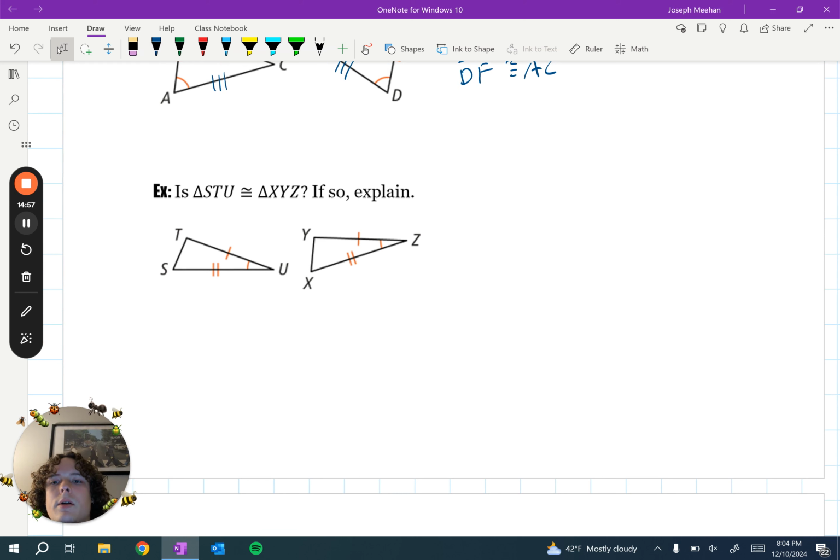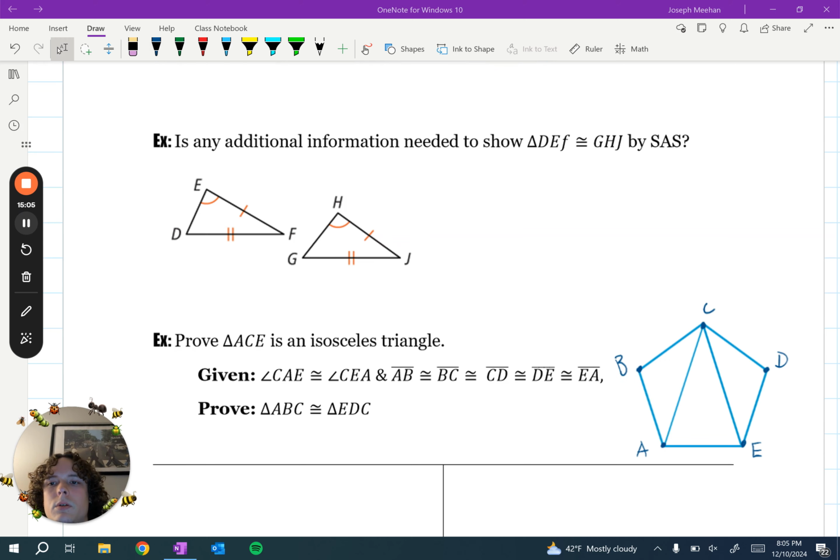And then this last short example real quick. Are these 2 triangles congruent? Hopefully by now you're kind of in the rhythm. Yes, they're obviously congruent because of side, angle, side.